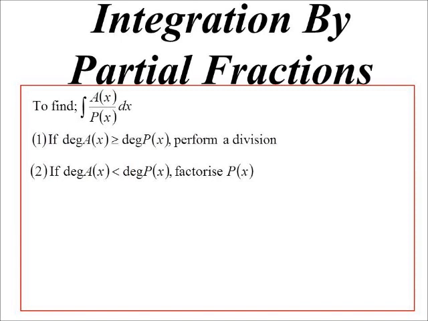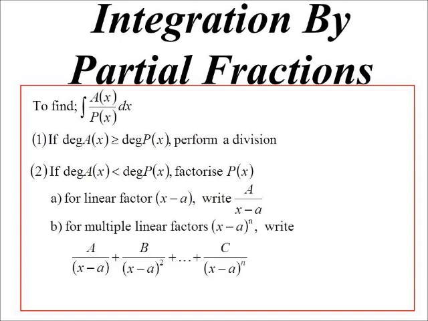Now, depending on what your factors are, for every linear factor that you've got, you set up a fraction, A on that factor, x minus a. If you have multiple linear factors, then you would write one for every power. Okay, so if it was cubed, you write A on x minus a plus B on x minus a squared, C on x minus a cubed. So one for every power.